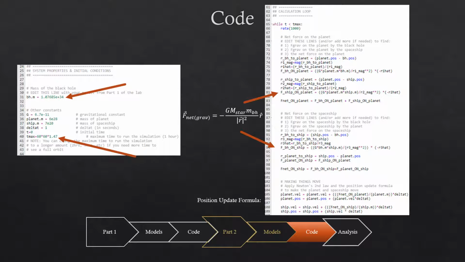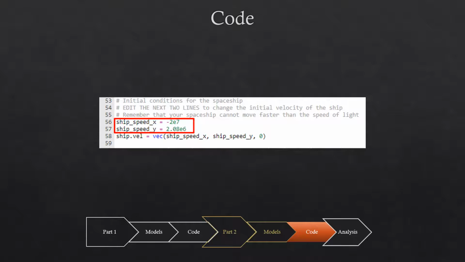Following the provided starter code, I plugged in the black hole's mass from part 1, increased the total time, and plugged in all of the equations necessary to solve for all the forces on the planet and all the forces on the spaceship. I also plugged in the necessary position update formulas to make the spaceship and the planet move. I started by plugging in numbers and watching the results and working my way up.